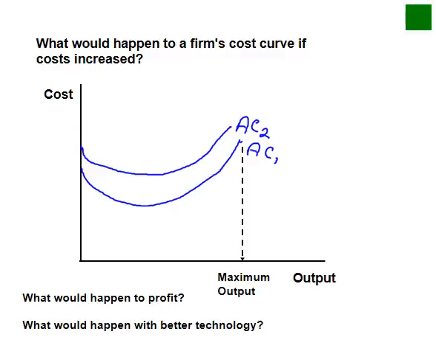If a firm's costs were going to increase, this is very simple. We would have one cost curve here. So let's call this average cost 1. And then we would have another one here above it, average cost 2. And of course, what would happen to profits if nothing else were to change? Profits would decrease. And if we were to look at a different scenario and we had better technology, then the average cost curve would in fact fall or be below the initial cost curve.